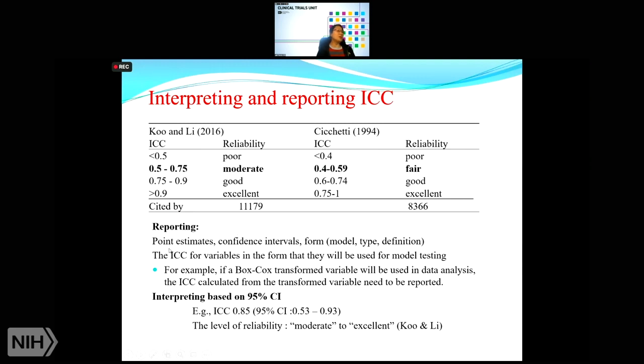To report the ICC, we need to not just report the point estimate, we also need to report the confidence interval and the form. And we need to report the ICC for the variables in the form that will be used for model testing. For example, if a Box-Cox transformed variable, such as natural log transformation, will be used in data analysis, the ICC calculated from the transformed variable needs to be reported. Interpreting ICC should be based on the 95% confidence interval. For example, if the ICC is estimated as 0.85 and the 95% confidence interval is 0.53 to 0.93, then the level of reliability should be interpreted as moderate to excellent.